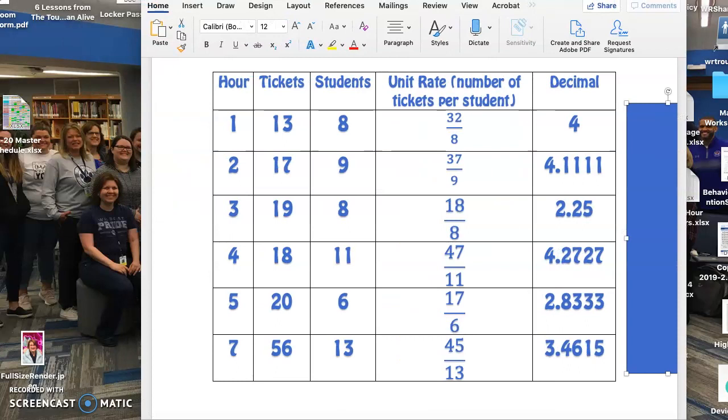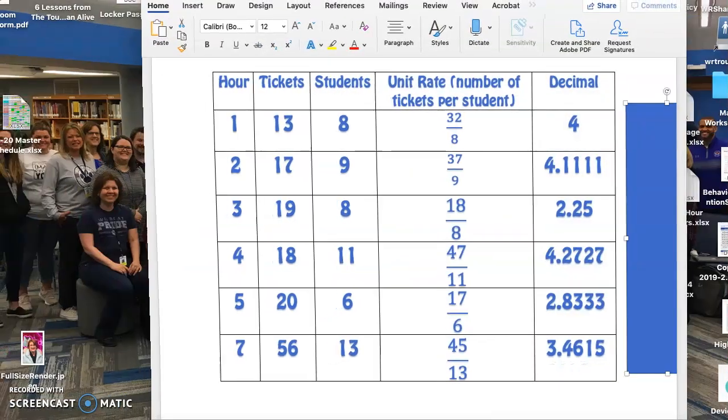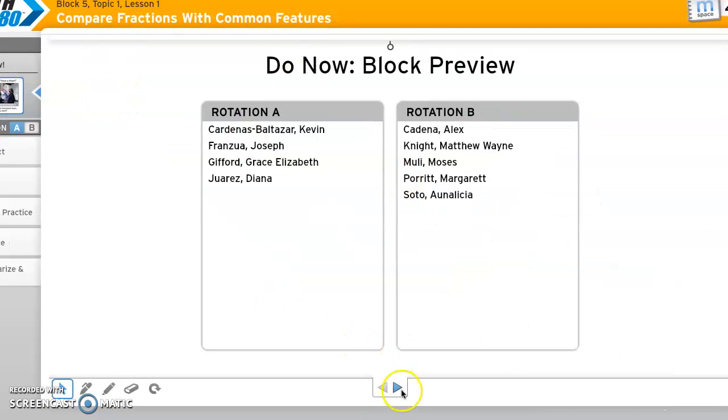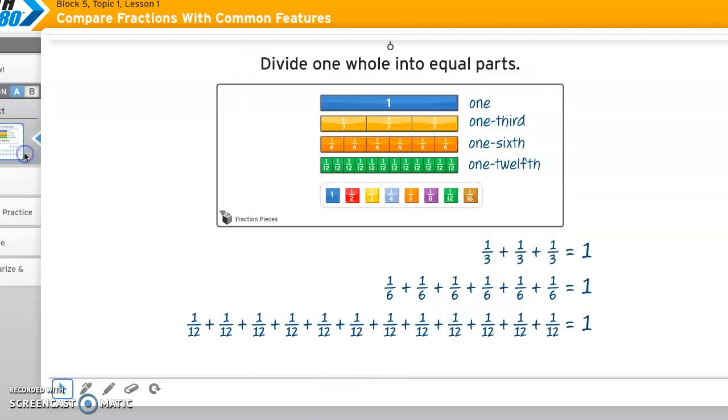Love it. So we're going to start with, whoops, that is not what I wanted to do. We're going to start with the lesson in Block 5, Topic 1. So there is an anchor video for those of you who haven't had a chance to watch this. When you get to Block 5, you will. It's one of my favorites. And let's just review what we were doing before spring break.